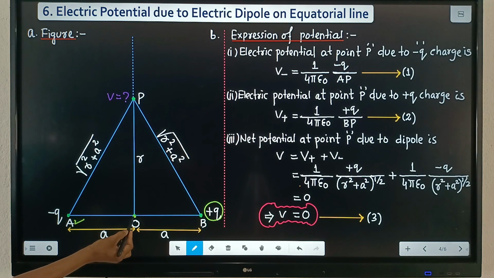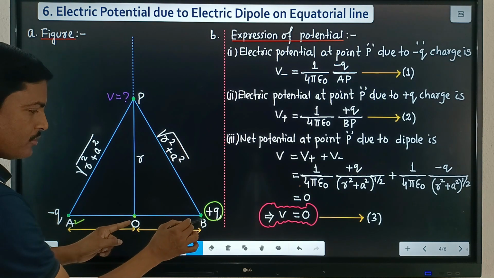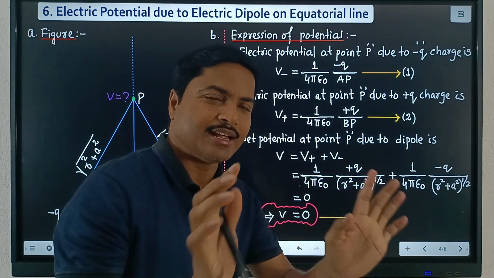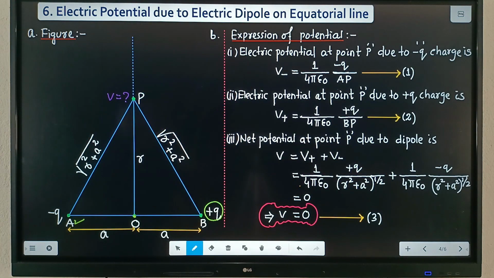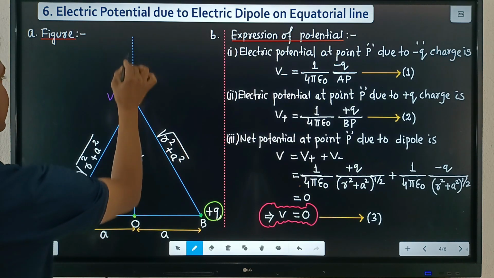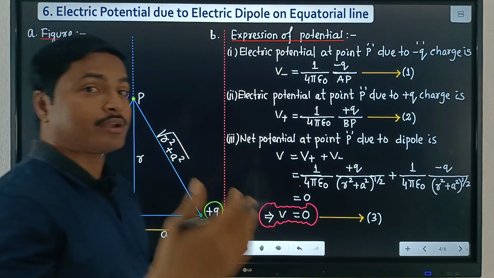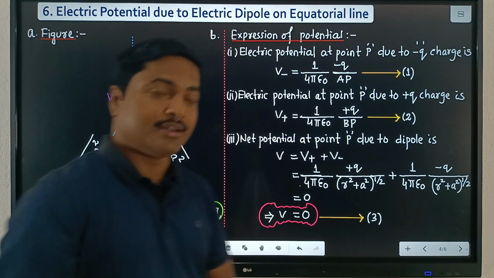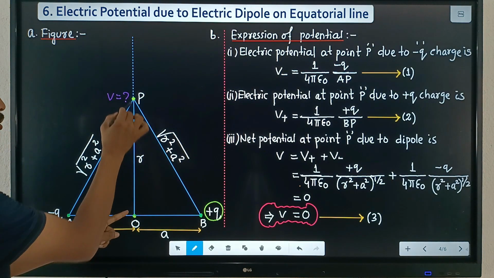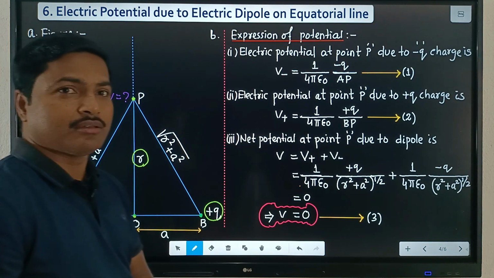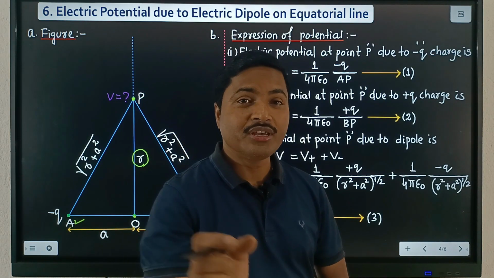From the center of the electric dipole up to the position of the minus q charge at point A, this distance is a. Similarly, from the center up to the position of the plus q charge, that is also a. That means a plus a, that is twice of a. And we draw the equatorial line. This line is the equatorial line. We take a point P on the equatorial line. The distance between the center of the dipole and the observation point, we always write as r, that is OP. OP is equal to r.